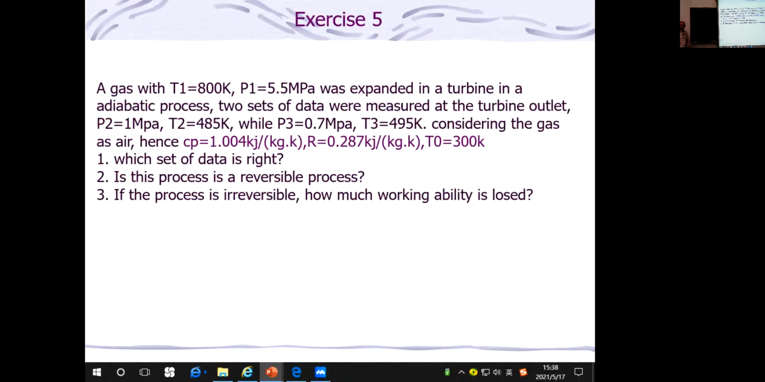so give me your answer. Do you think this set of data is right or wrong? Impossible. Yeah, it is impossible. Because we know delta SG needs to be greater than or equal to 0. Okay. And then we know this is wrong.